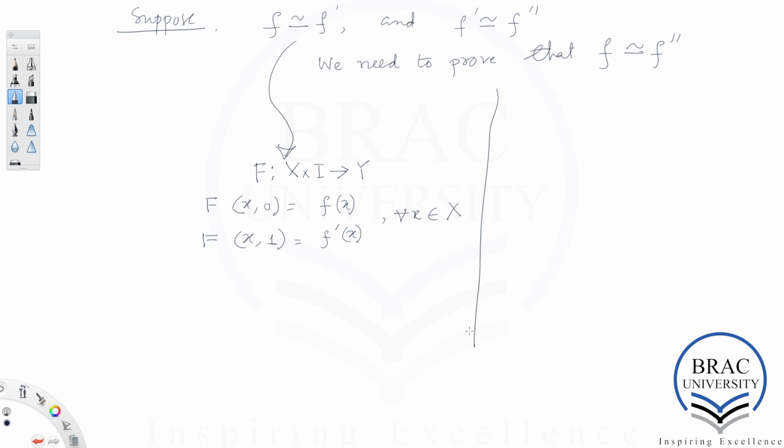Okay, and there is a homotopy between f prime and f double prime, which we denote by the continuous function F prime, from X cross I to Y, such that the following conditions are met: F prime of x comma 0 is equal to f prime of x, and F prime at x comma 1 is f double prime of x for all x in big X. Okay, good.